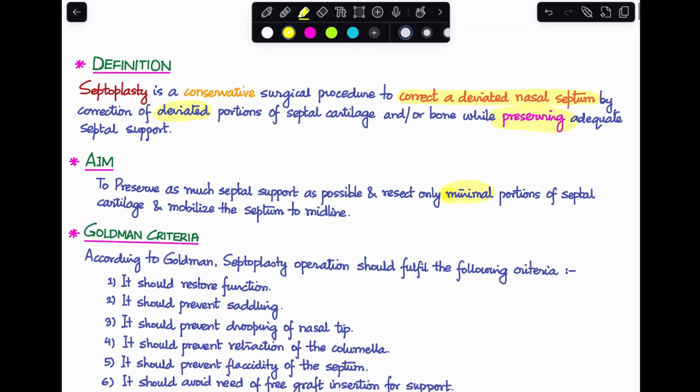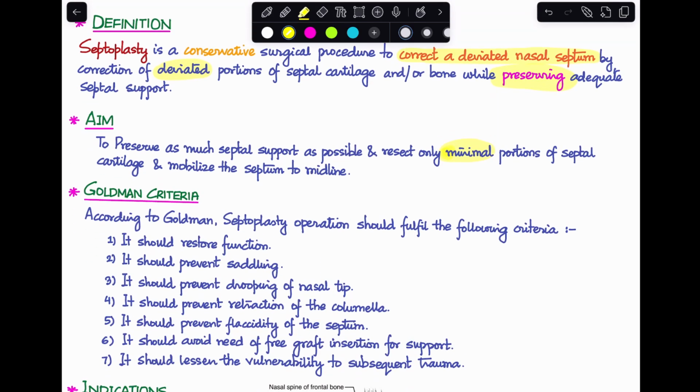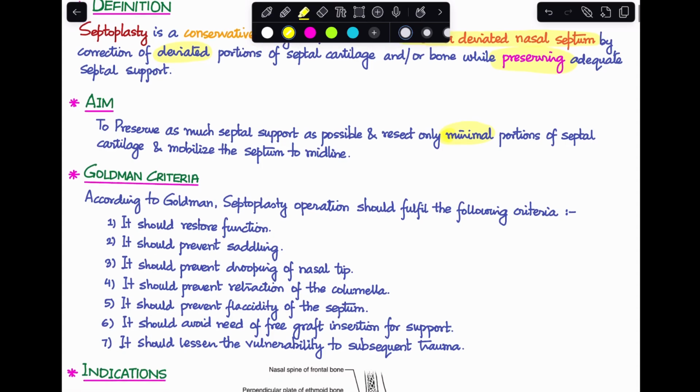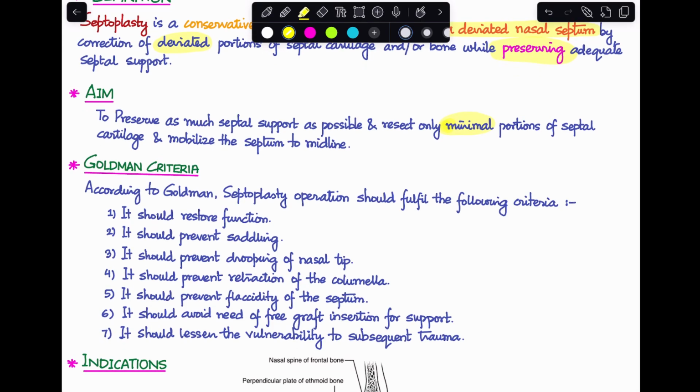Now, next, let's try to understand what is the Goldman criteria for septoplasty. So, according to Goldman, septoplasty operation should fulfill the following criteria. First is it should be able to restore the function. So the function lost here is most of the time nasal breathing. So patient will come to you with nasal obstruction. The septoplasty operation should be able to restore the function.